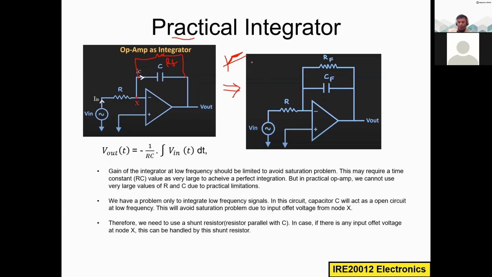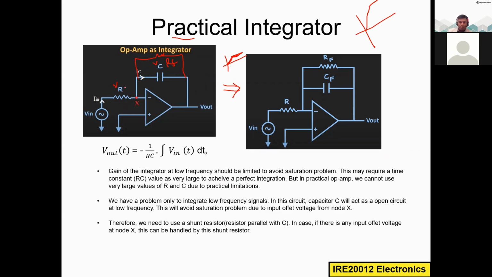To avoid this, one solution is to increase the time constant value. It means the R and C values should be very high. R and C values can be very large to achieve a perfect integration. What do I mean by perfect integration? Perfect means I want the long slope. But practically, increasing this RC value is not really possible.